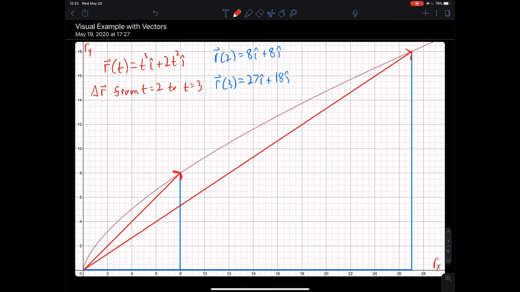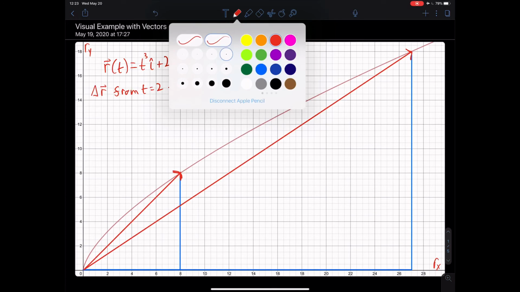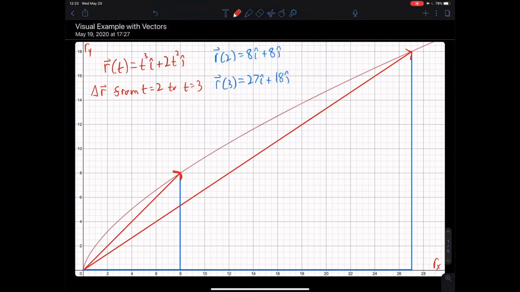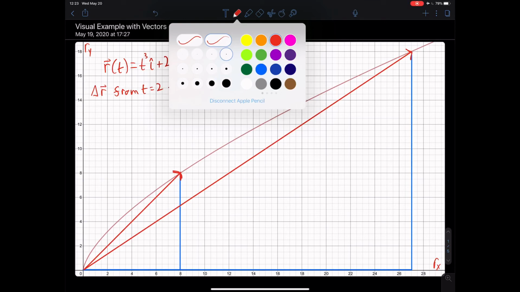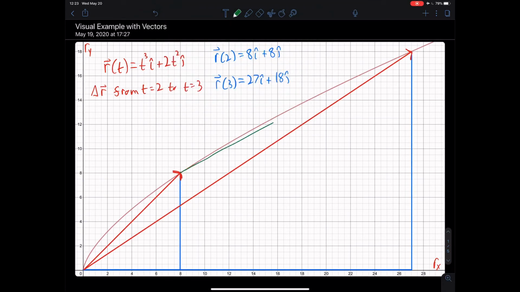And so we want our change in position from 2 to 3. So we started right here and we ended right here. What's our displacement vector? We just take the vector that starts at 2 and goes to 3. So actually, let's do that in a different color. Let's do that in green. So this green vector is our displacement vector.